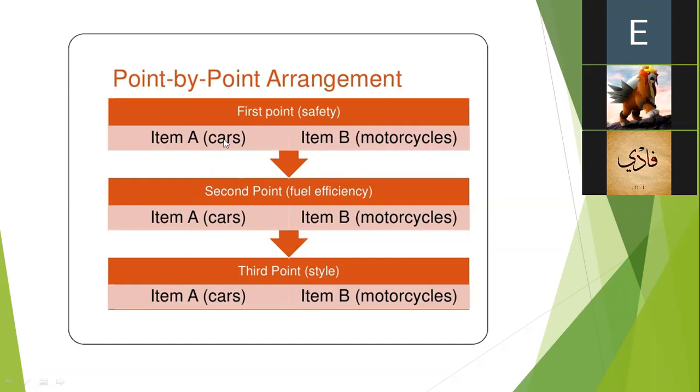For example, safety. You will analyze the safety of cars and then safety of bikes in one paragraph. Then second point, fuel efficiency. You are going to tell the fuel efficiency of cars and then bikes, and then third is style. You are going to evaluate for cars and then bikes. You are going point by point over here. You are not going subject by subject, what we do in block method.